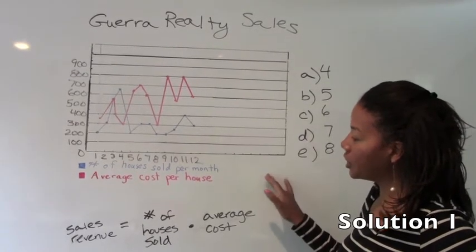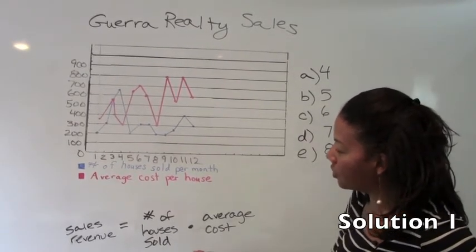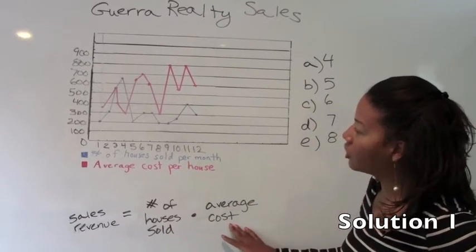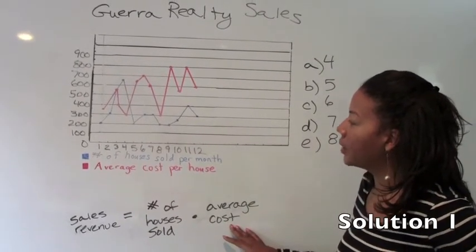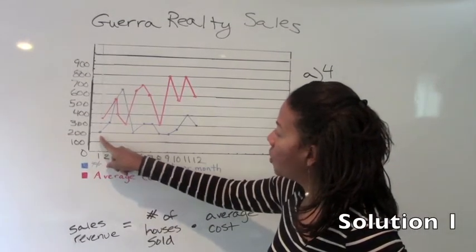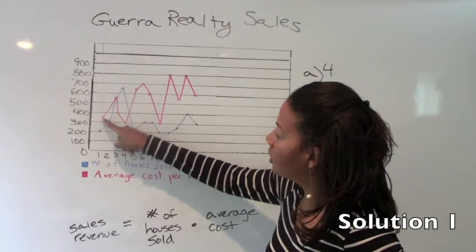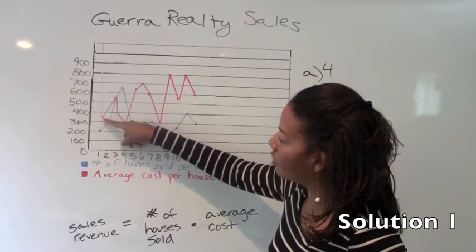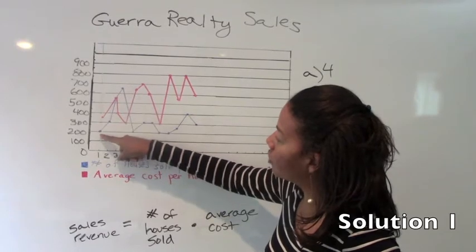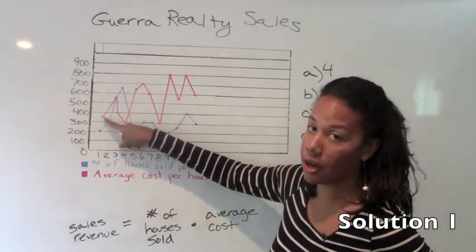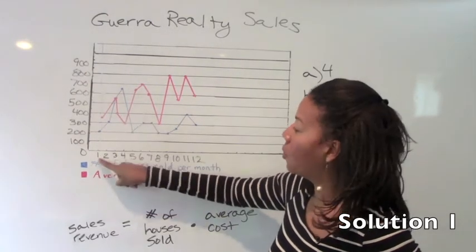So what you need to do in order to calculate sales revenue is the number of houses sold times the average cost. So for example, in month 1, there were 200 houses sold and the average housing cost was $350, and these numbers are in thousands, so $350,000. So 200 times 350,000 would give you the actual revenue for month 1.